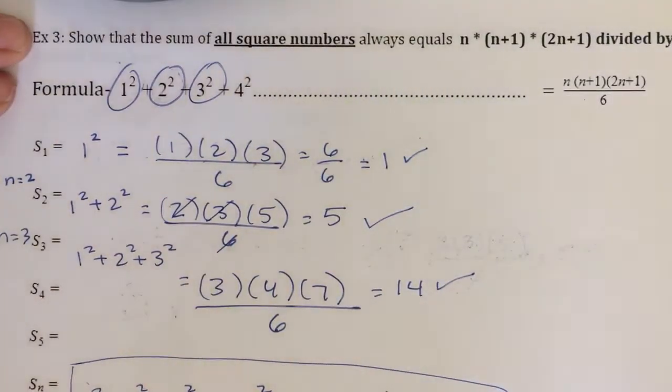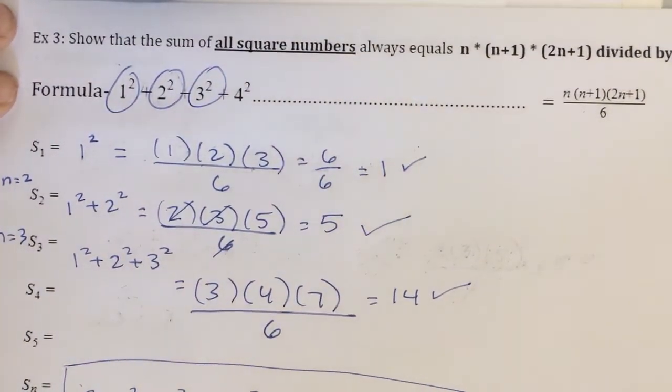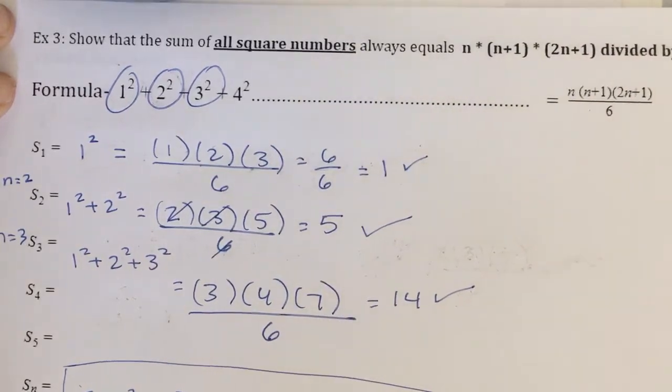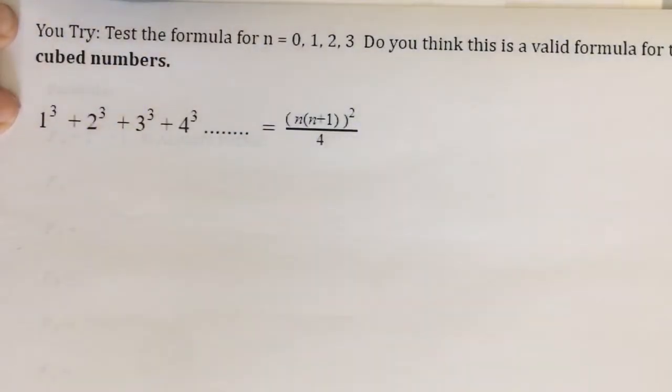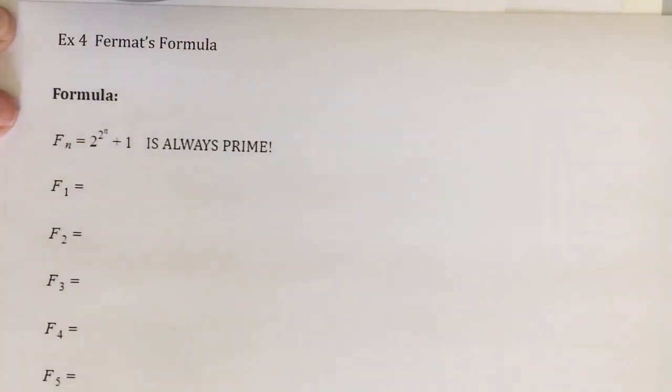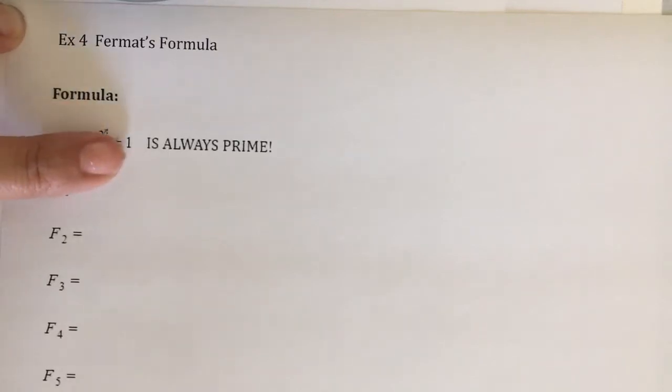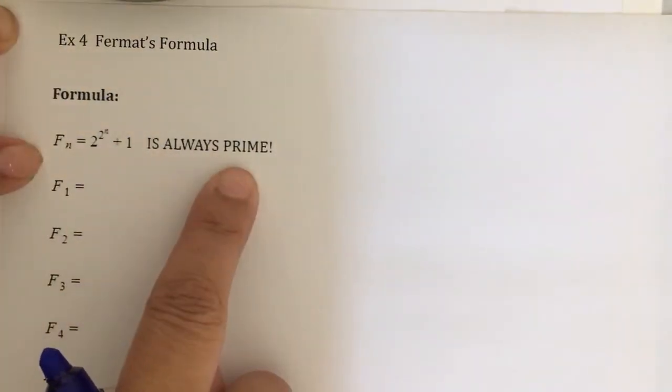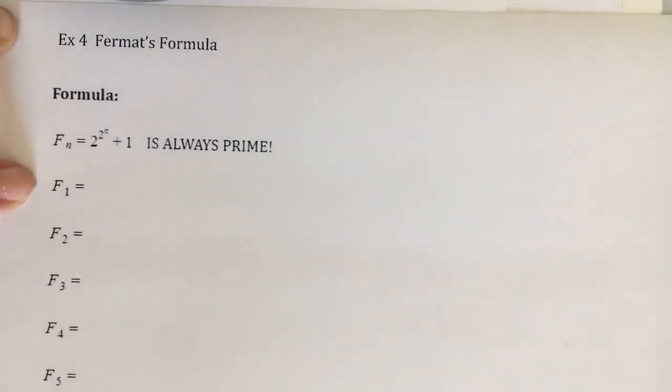Okay. All right. Now let's look at, you have a box problem today. Well, actually, you have a U-try. But after you do the U-try, I'm going to get you started on the box problem. Okay. So in the box problem, we have something called Fermat's formula. And this says that 2 to the power of 2 to the n plus 1 always ends up being a prime number. Okay, so let's plug in the first one.